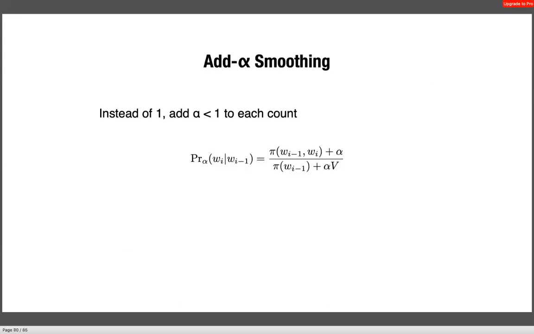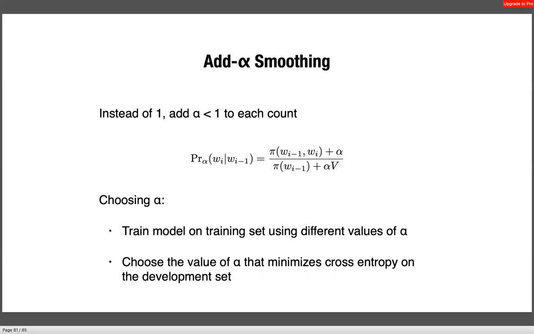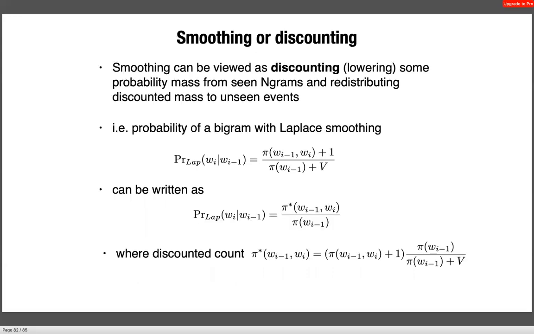There's a very simple fix, which is referred to as add-alpha smoothing: don't add one to each count, but add a small alpha to each count, where alpha is less than one. So alpha is now a hyperparameter. How do you choose alpha? This is a typical hyperparameter style. You choose a value that minimizes cross entropy on some held-out set. You try different values of alpha and choose the best value as determined by looking at the perplexities on a development set.